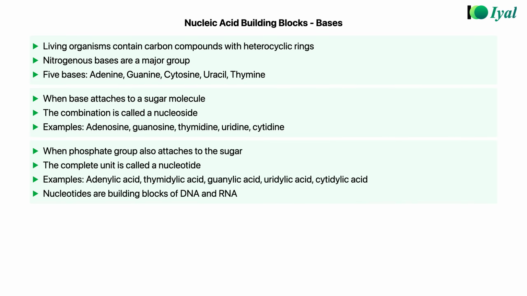But here's the crucial part. If you also attach a phosphate group to that sugar, now you have the complete package, a nucleotide. That's what gets linked together to form DNA and RNA. The names again change: adenylic acid, thymidylic acid, guanylic acid, uridylic acid, cytidylic acid. These nucleotides, and only nucleotides, are what form the chains of DNA and RNA, our genetic material.